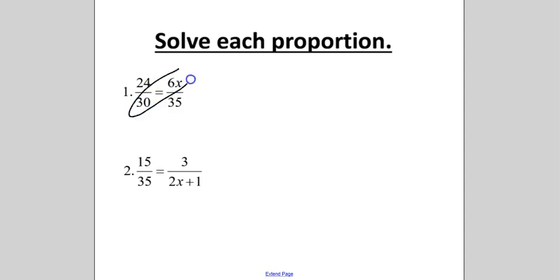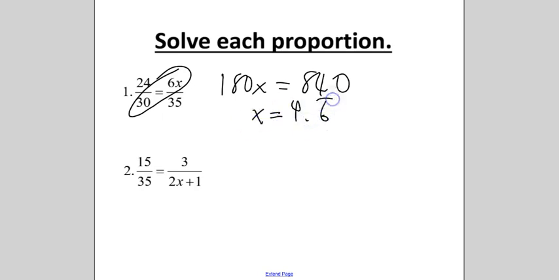So 6x times 30, if you want to just do it right away and do 180x, 6 times 30, equals 24 times 35. If you want to just go ahead and do that right away, you can. 840. And then we're just going to divide 840 by 180. And we're going to get 4.6 repeating, which hopefully you know that's also 4 2/3 as a fraction. 0.3 repeating is 1/3, 0.6 repeating is 2/3.